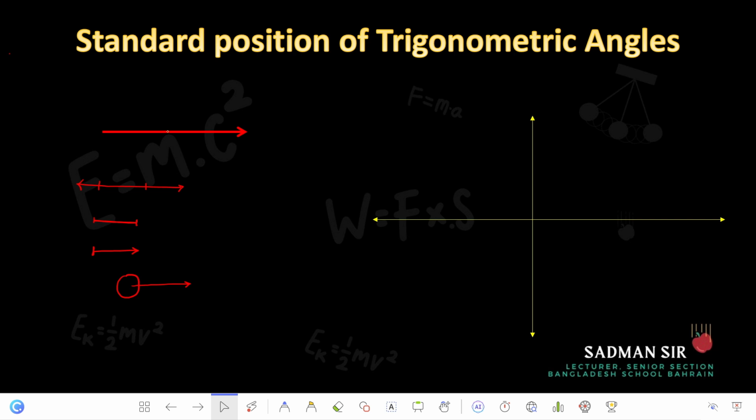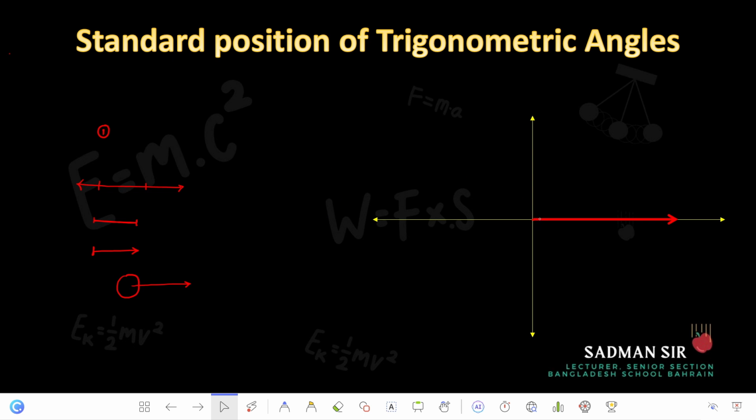So here we have a ray. You can see that it has a starting point. As we don't have any arrow in this direction, that means it cannot be extended in this direction, but we can extend it up to infinity in this direction. Now this ray we will put along the positive direction of the x-axis, and the initial point, that is the starting point of the ray, will be placed right at the origin. So let us do that.